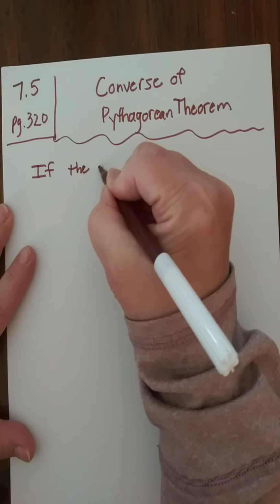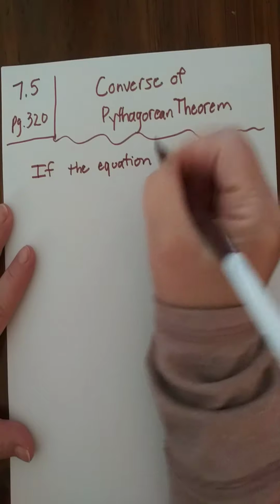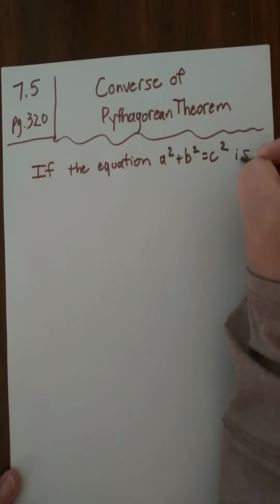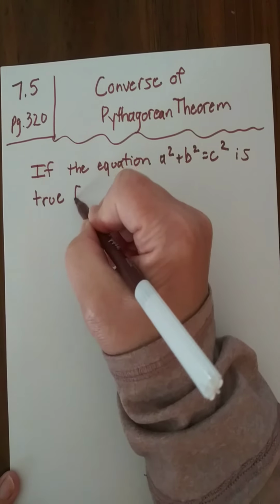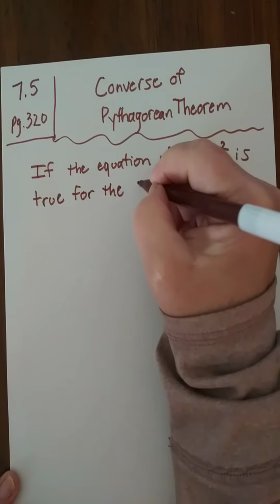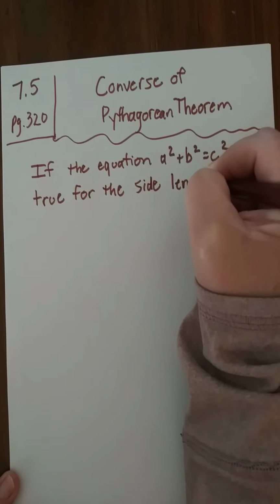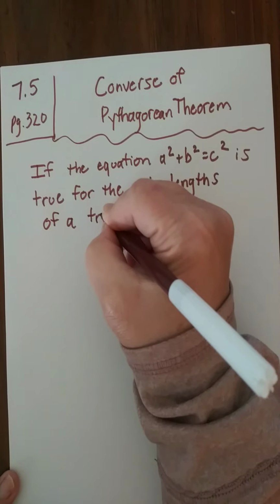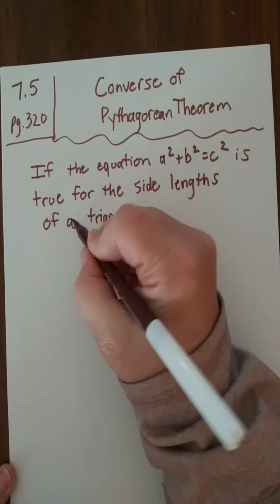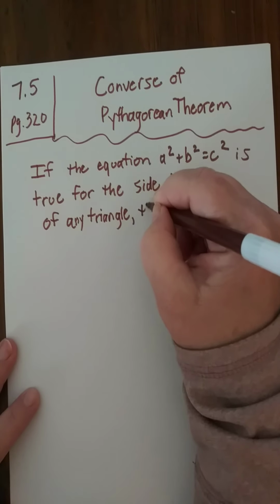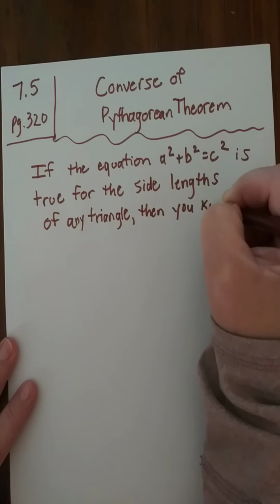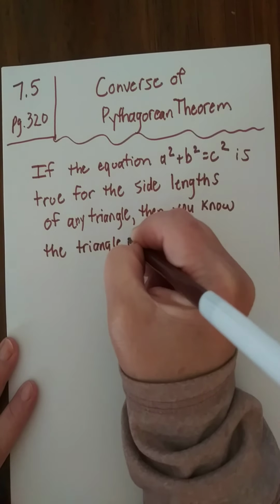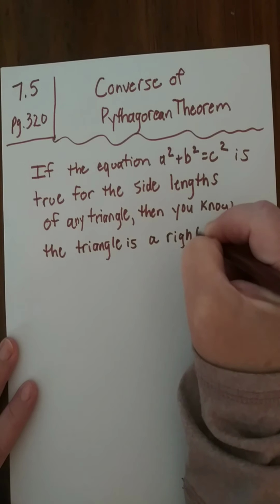If the equation a squared plus b squared equals c squared is true for the side lengths of any triangle, then you know the triangle is a right triangle.